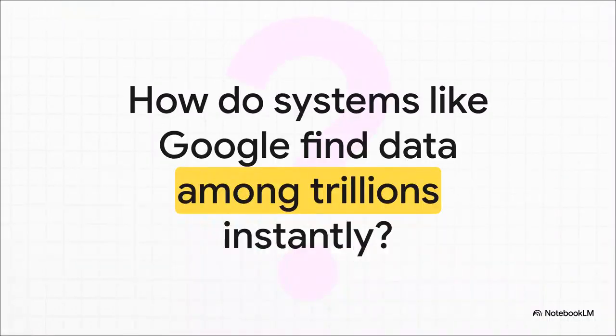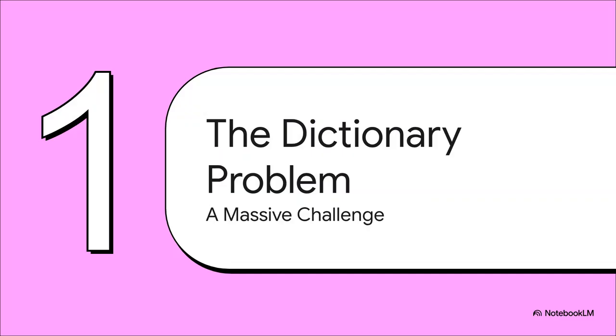I mean, have you ever really stopped to think about that? You type something into Google, or you search for a file on your laptop, and bam, the result is there, instantly. How on earth is that possible when you're searching through literally trillions of pieces of data? It feels like actual magic, but it's really just an incredibly elegant solution to a classic problem. And that problem has a name. In the world of computer science, we call it the dictionary problem.